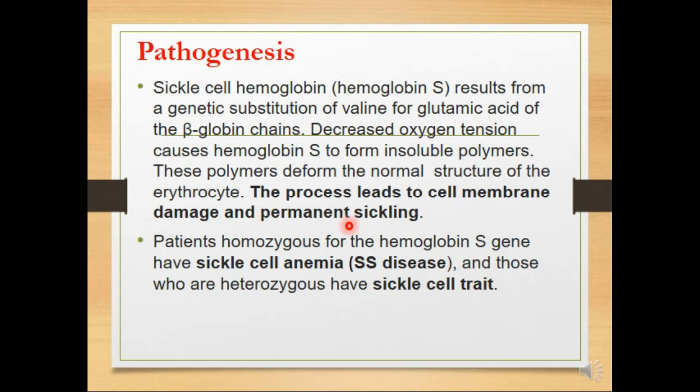A patient who is homozygous for the hemoglobin S gene has sickle cell anemia, while a patient who is heterozygous has sickle cell trait.